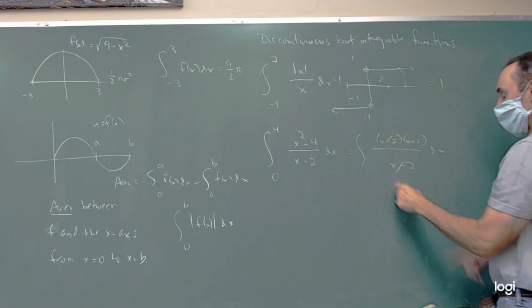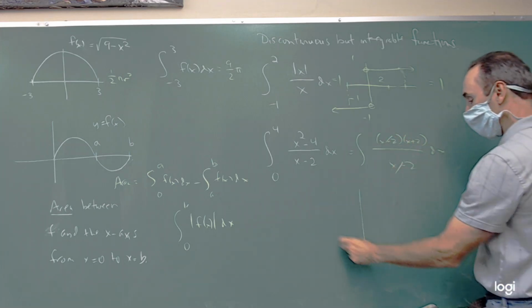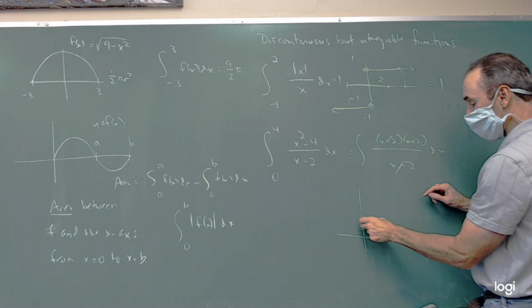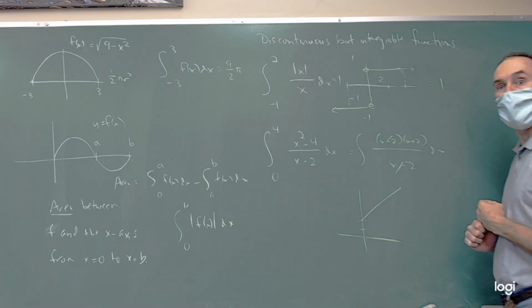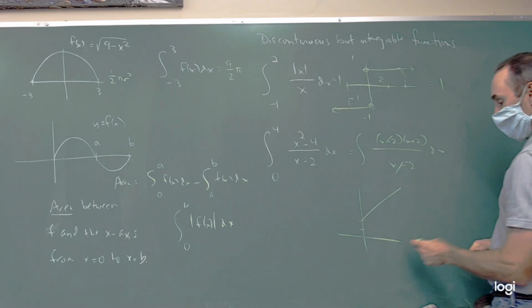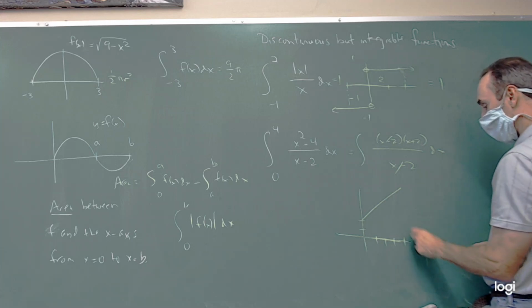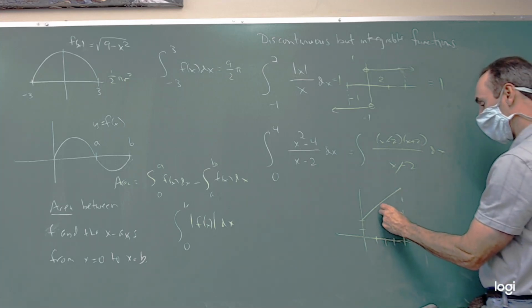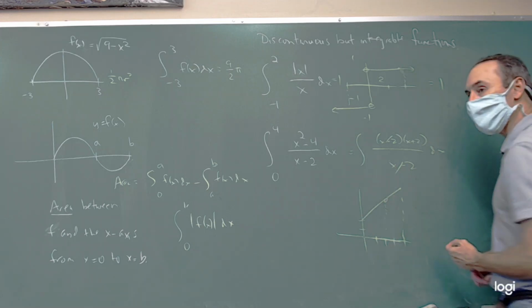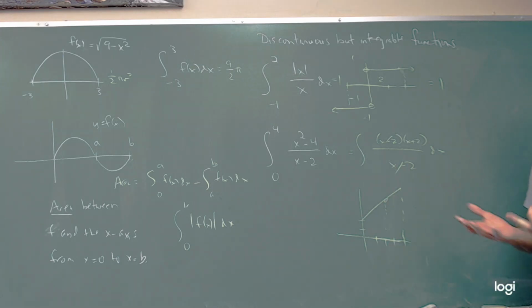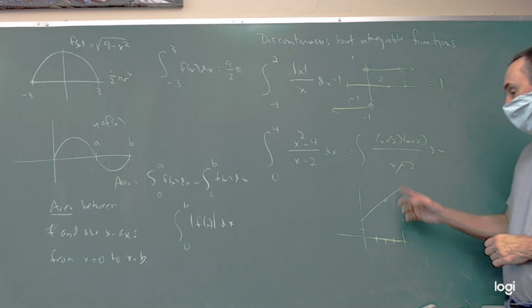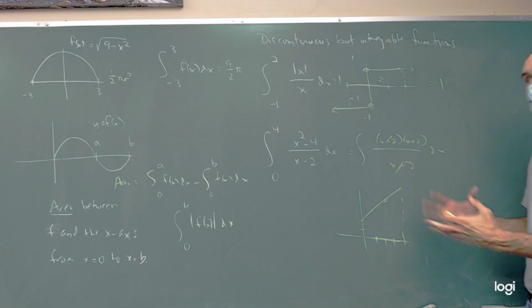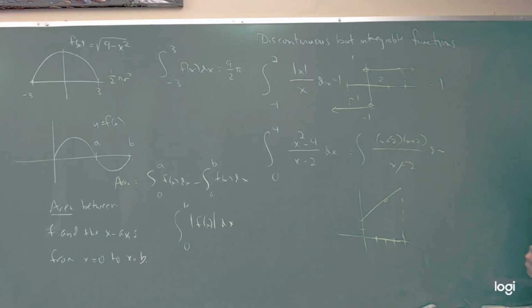When the x minus 2's cancel, there's a hole in the graph there. So we get this straight line with slope 1 and y-intercept 2. We're going from 0 to 4, and at 2, we have a hole in the graph. Now, that's not really an obstacle, because you just subtract off 0 from that area under the curve there.